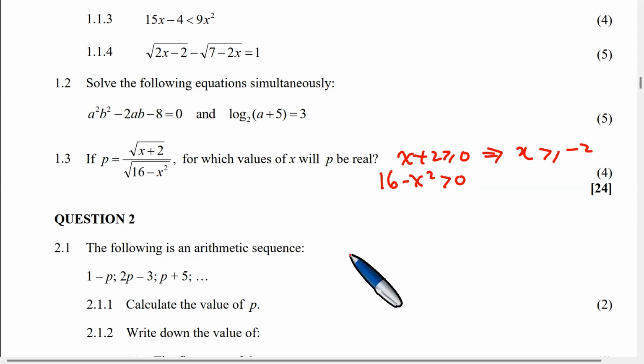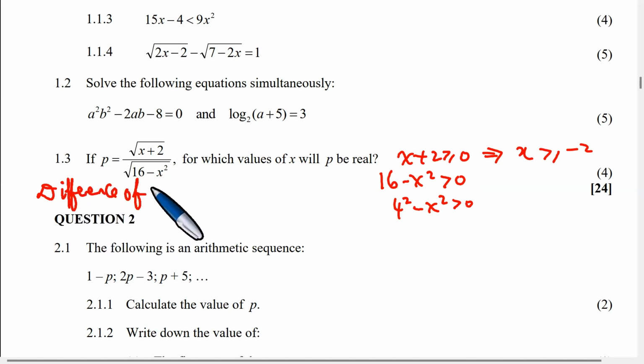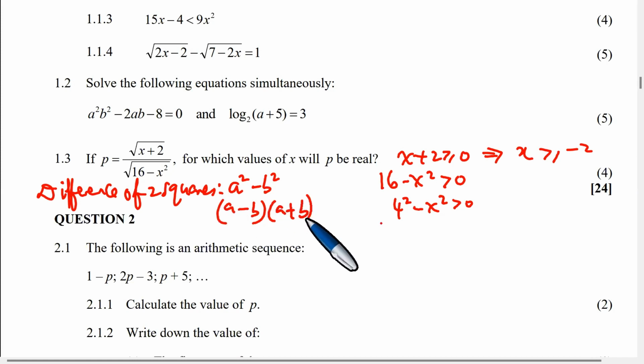At this point, we need to solve this one. So to solve this one is like 4 squared minus x squared is greater than 0. Something we call the difference of two squares, which means a squared minus b squared is a minus b into a plus b. Which means it is 4 minus x into 4 plus x is greater than 0.